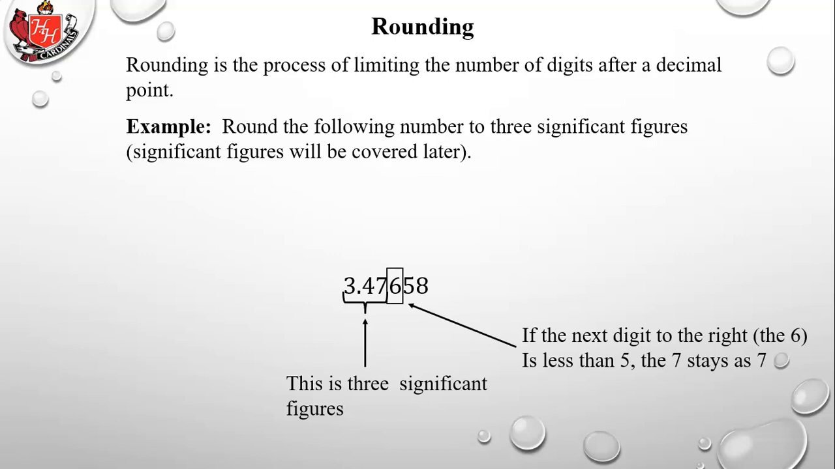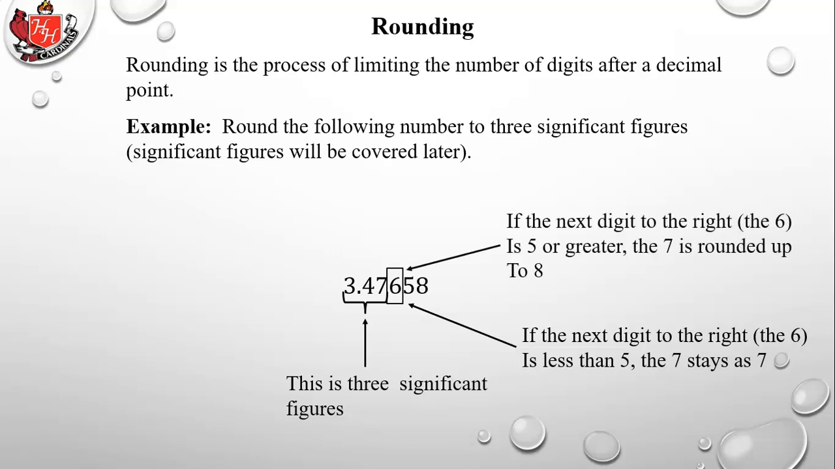So if the next digit to the right of the 7, that's the third significant figure, and that's the 6 in this case, is less than 5, then the 7 would stay as a 7. If that digit to the right is 5 or greater, then the 7 rounds up to an 8. And we can see that 6 is 5 or greater. So that's going to make that answer 3.48. That 7 is going to round up to an 8.